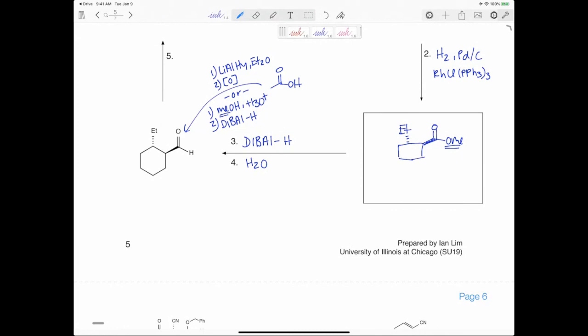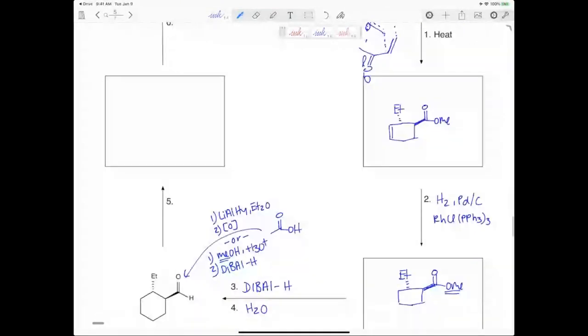Reduction and PCC. Yeah, if you wanted to go that route as well, Dhruvan, you are not wrong. Go like I said, okay. But make sure you use lithium aluminum hydride because sodium borohydride is not strong enough.